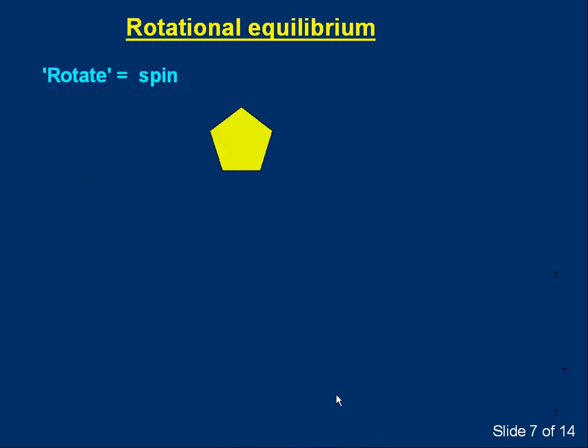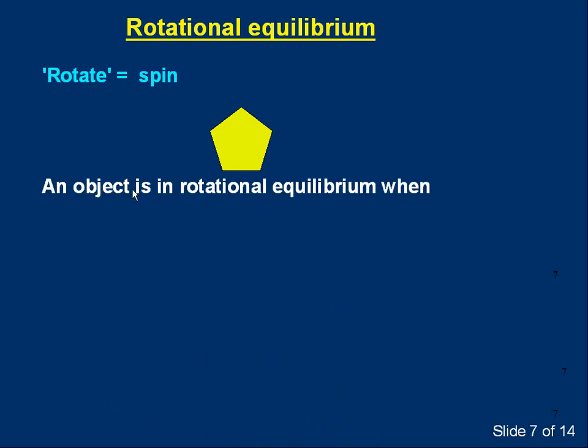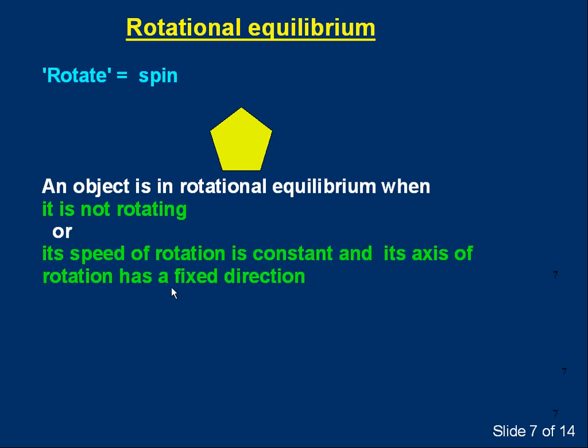Okay, that's translational equilibrium. Let's talk about this thing called rotational equilibrium. Well, rotate means to spin. There's something rotating. An object is in a state of rotational equilibrium when it's not rotating, or if its speed of rotation is constant and its axis of rotation has a fixed direction. Now that's a rather tricky concept, and we're not going to need the second part, so I'm not going to dwell on it. The key for you is to remember that if it's not rotating, it's in rotational equilibrium.